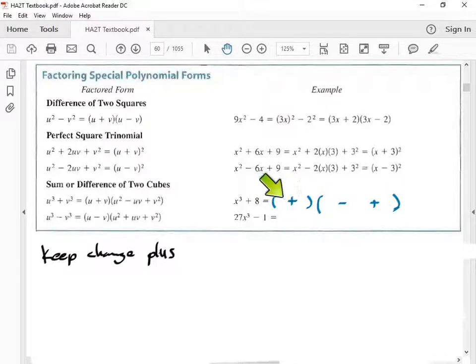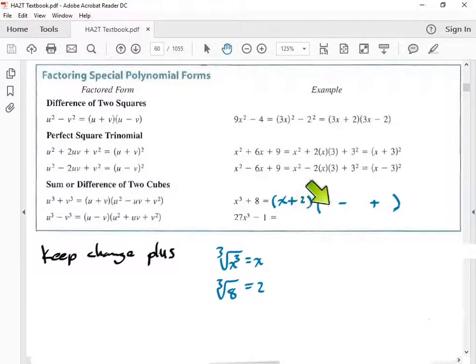If you find these two terms, you can find the rest of the terms that go into these factors. Now these two terms are not that hard to find. You just have to look at your perfect cubes and cube root them. So what is the cube root of x to the third? That equals x. That is your first term. What is the cube root of 8? 2. So you put 2 right there.